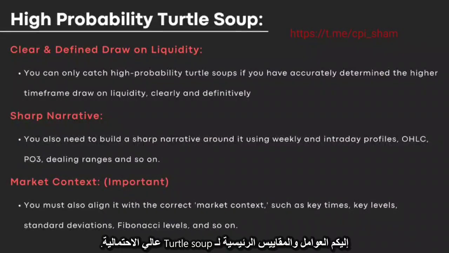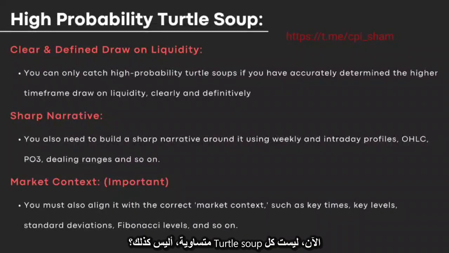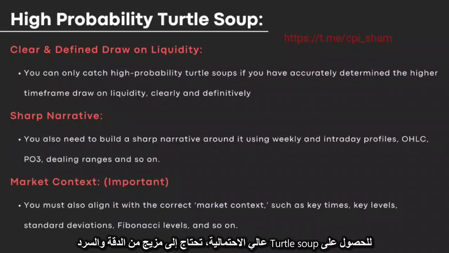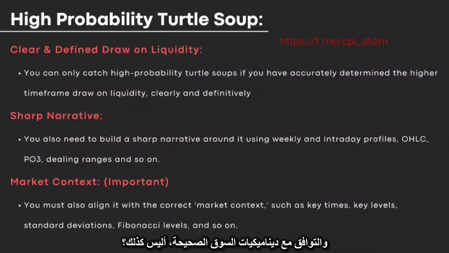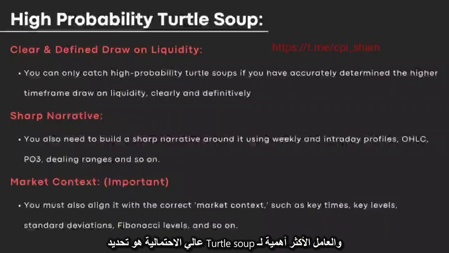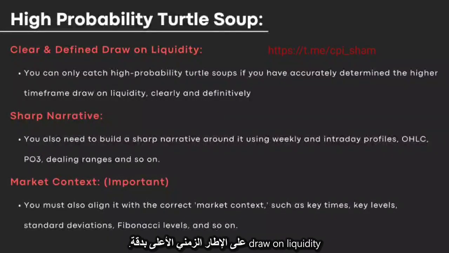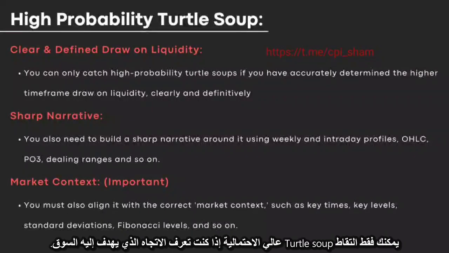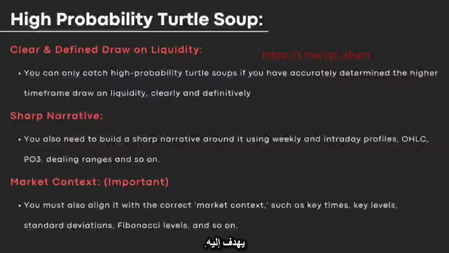Here are the high probability turtle soup key factors and metrics. Now, not all turtle soups are created equal, right? For a high probability turtle soup, you need a combination of precision, narrative, and alignment with the correct market dynamics, right? And let's explore what that looks like. First of all, we've got clear and defined drawn liquidity. The most critical factor for a high probability turtle soup is accurately identifying the high time frame drawn liquidity. You can only catch a high probability turtle soup if you know the direction that the market is aiming for.